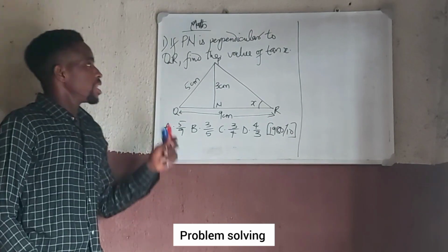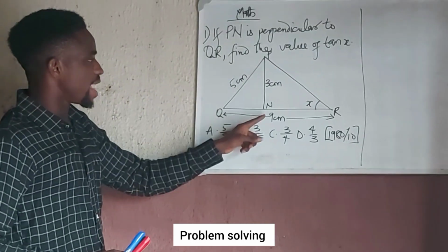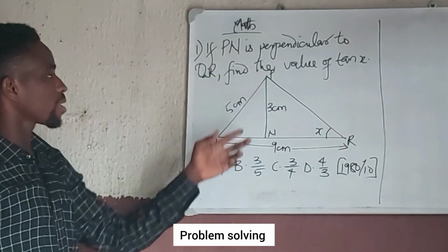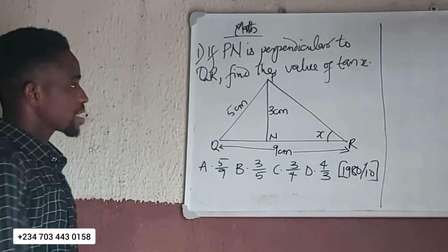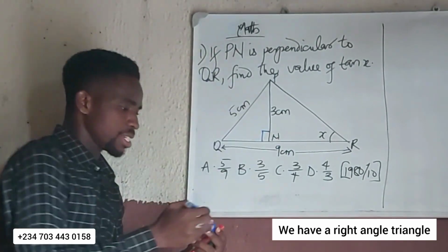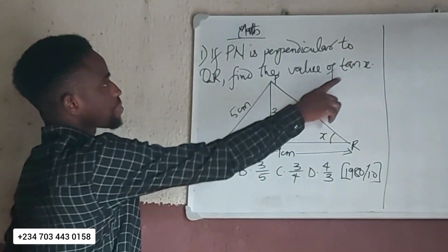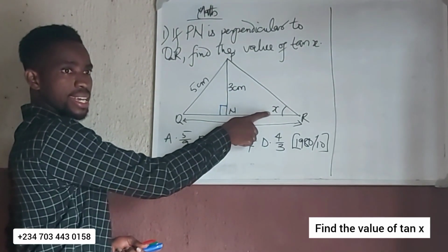Looking at this question, we are told that PN is perpendicular to QR. So it means that we have a right angle triangle here. There is a right angle here, right? And then we are told to find the value of tan x. This is our angle x.